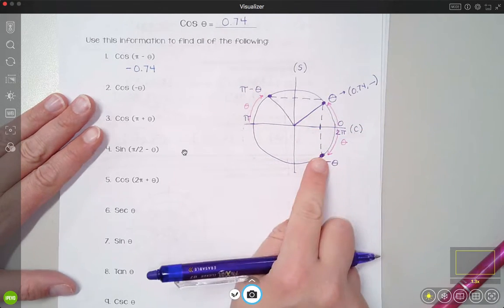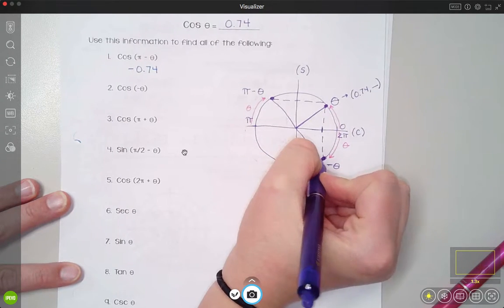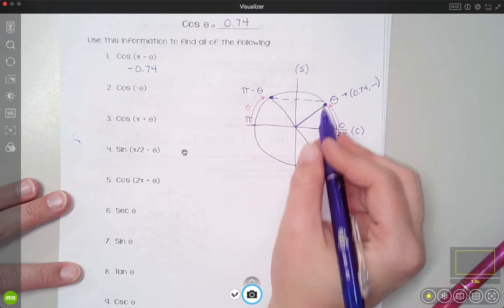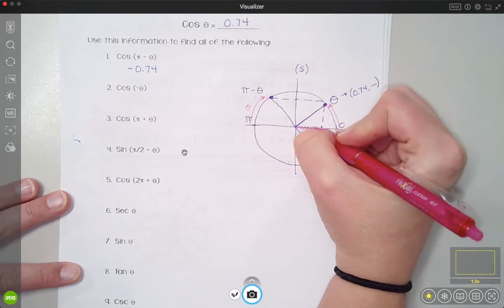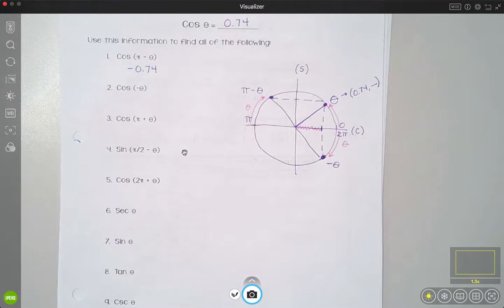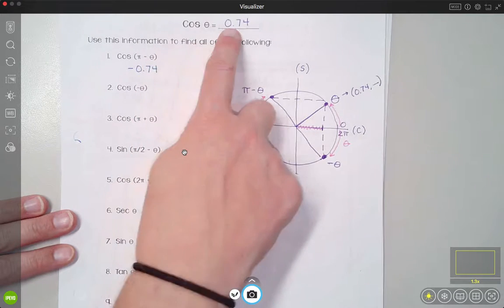And we mentioned this at the beginning, that this angle here, whatever this one is, would have the same cosine as this one, because this x value right here would stay exactly the same. Okay? So at negative theta, my cosine is still 0.74.